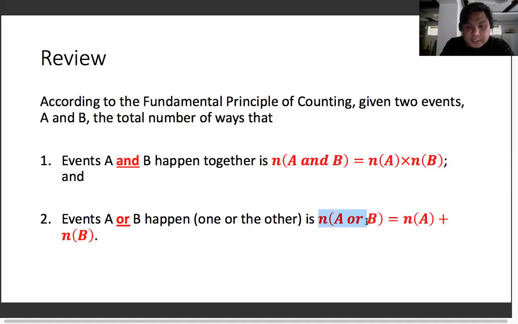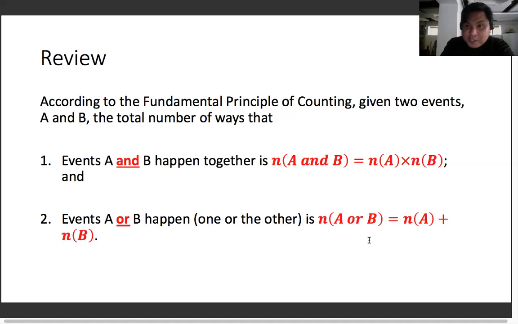The total number of ways that event A or B could happen would simply be the sum of the number of ways event A happens plus the number of ways that event B happens. So using the same set of numbers, if event A happens 6 ways and event B happens in 5 ways, then you only have 11 possible ways for event A or B to happen. So take note of these two operations. One is multiplication, the other is addition.